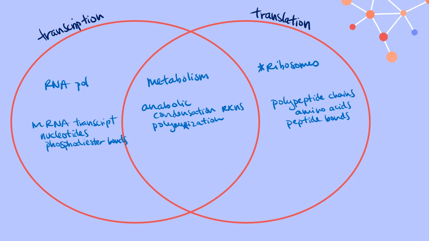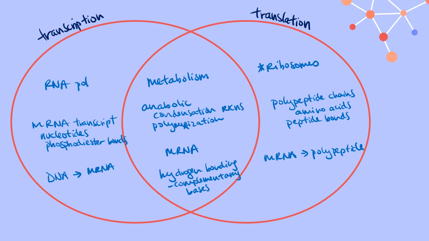In transcription, our polymer is messenger RNA, that messenger RNA transcript, which is composed of RNA nucleotides. Those nucleotides are bound together by phosphodiester bonds. RNA polymerase catalyzes the formation of those bonds. Both involve messenger RNA. In transcription, messenger RNA is the product of the process, whereas in translation, messenger RNA is the template of the process.